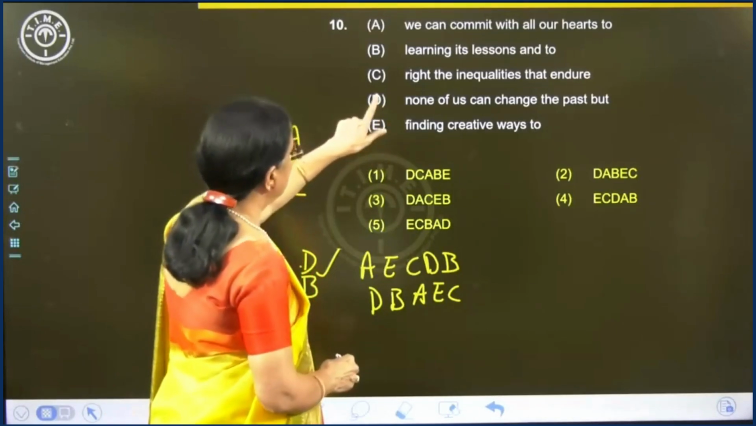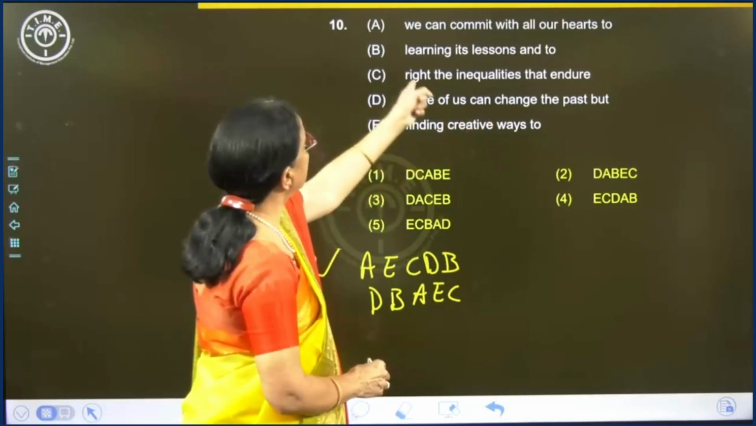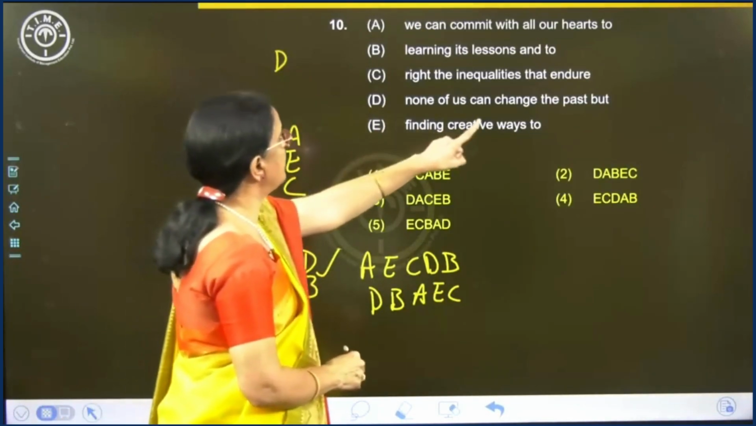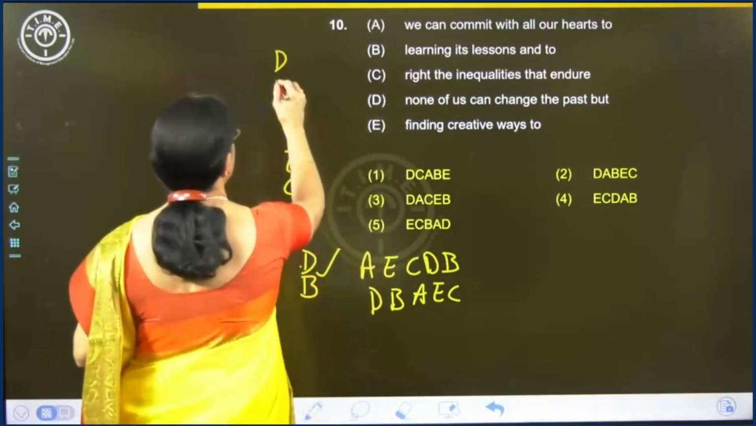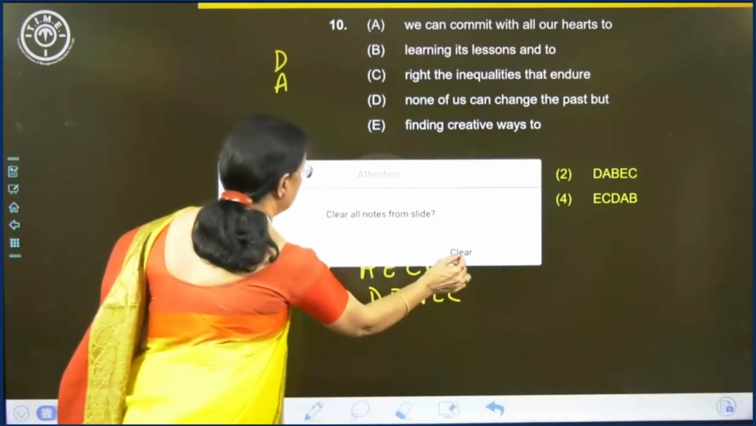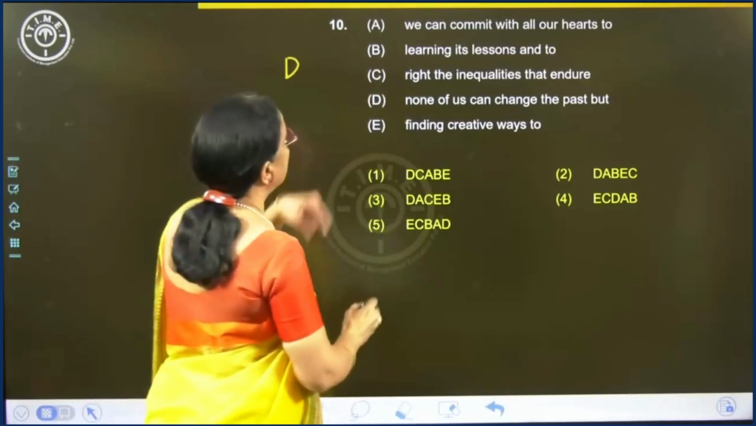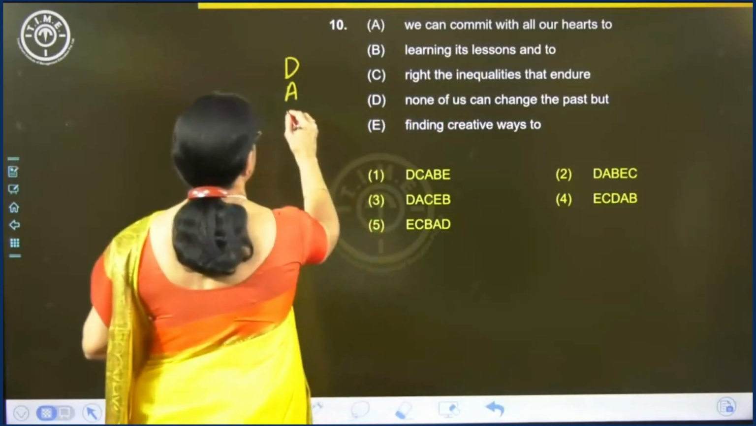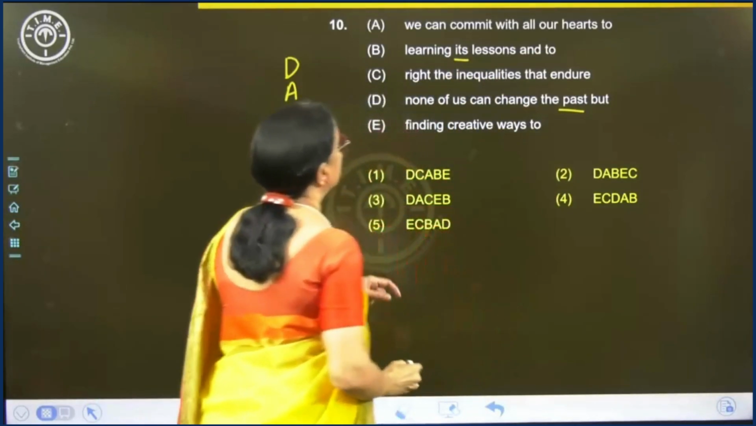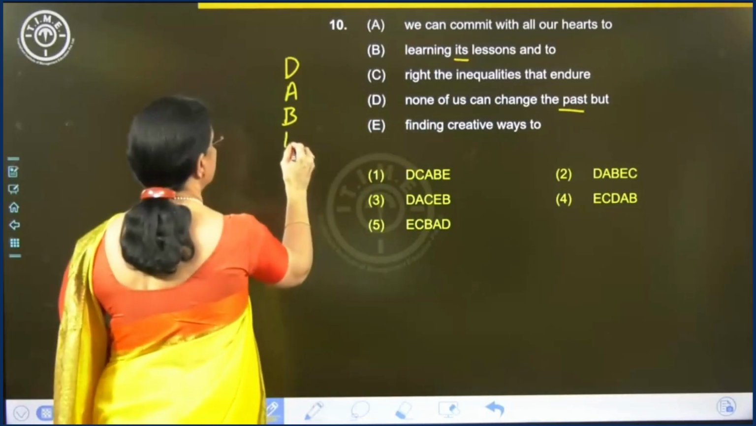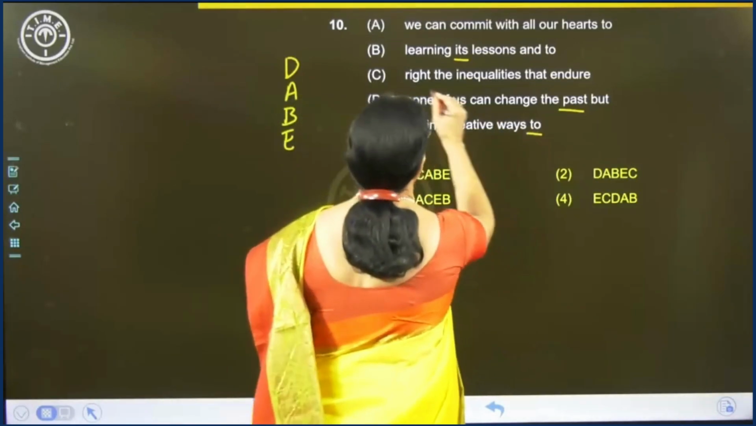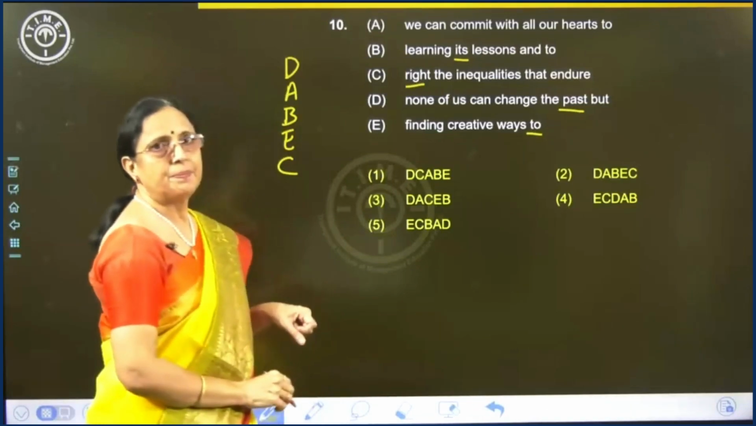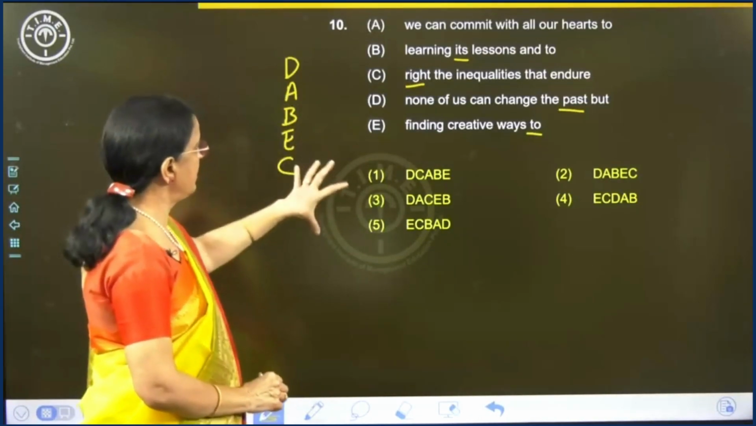So let's do it again carefully. Let's change that. None of us can change the past, but we can commit with all our hearts. Let's see. D is 1. Do it carefully. None of us can change the past, but we can commit with all our hearts to do what? To learning its lessons. Its lessons past. And to finding creative ways to right the inequalities that endure. That endure is that continue or that persist. Does this make sense or not? Yes. This is a bit complicated.